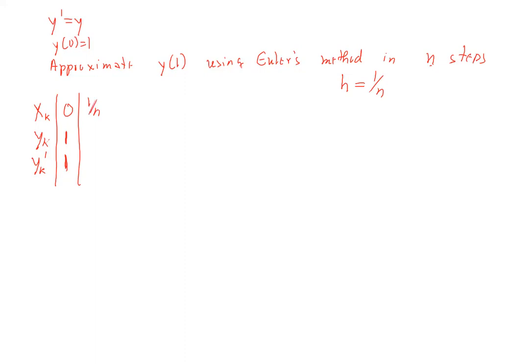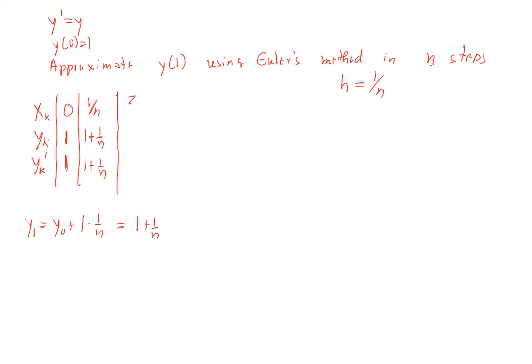And now you have to ask yourselves, what is y1? So y1 is going to be y naught plus 1 times the step, which is 1 over n. So this is really 1 plus 1 over n. And what is y prime at 1? It's also 1 plus 1 over n. Why? Because it's equal to y, which is 1 plus 1 over n. Let's take one more step.